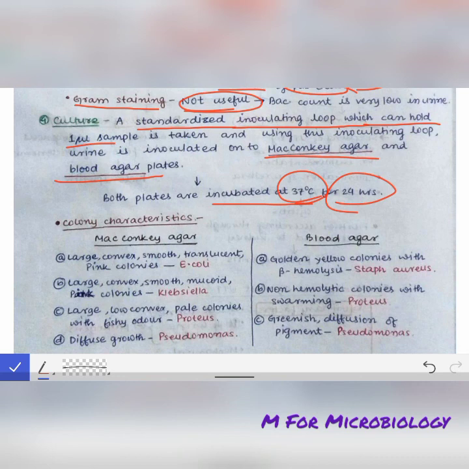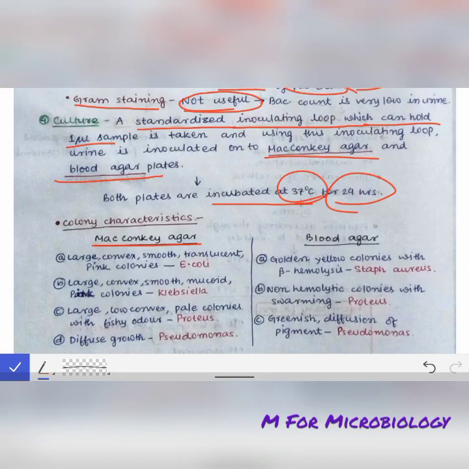If any growth occurs, then on the MacConkey agar we look at the characteristics of the colonies. By the characteristics of the colony, we can get a clue about the bacteria. We cannot say very strictly that this is this bacteria, but we can get a clue, and that will make our path easy for further investigations.